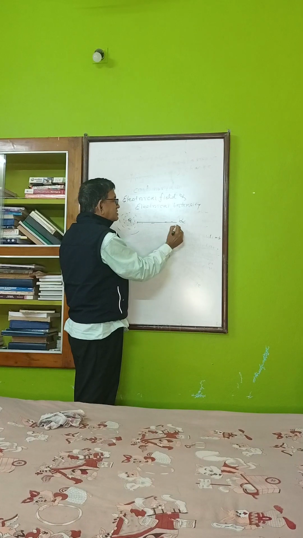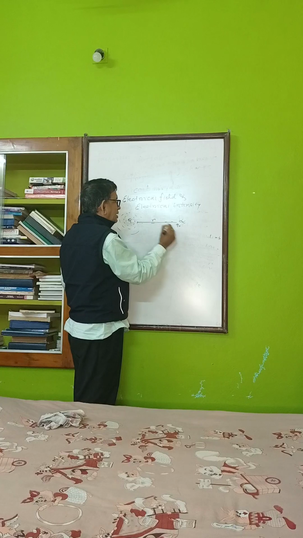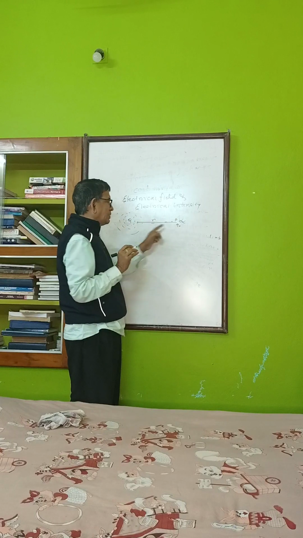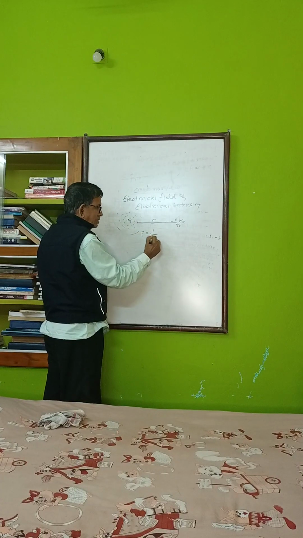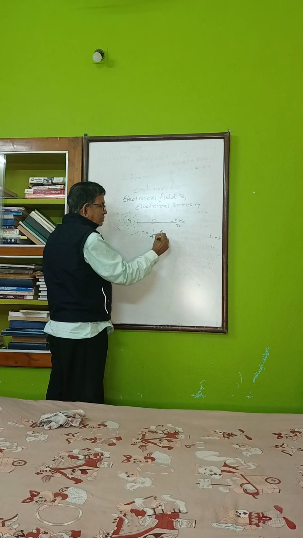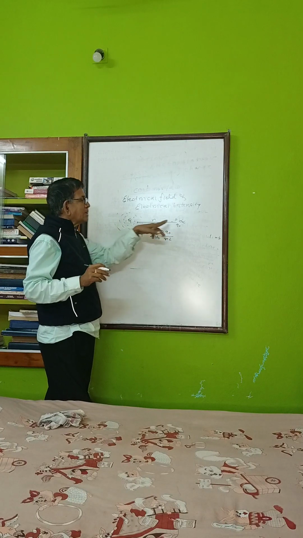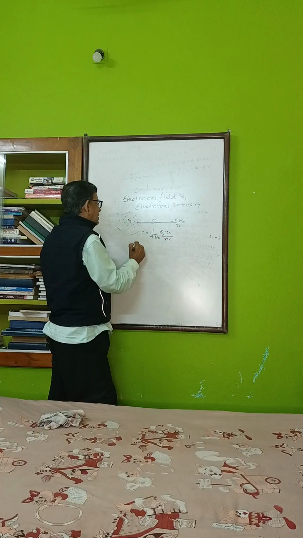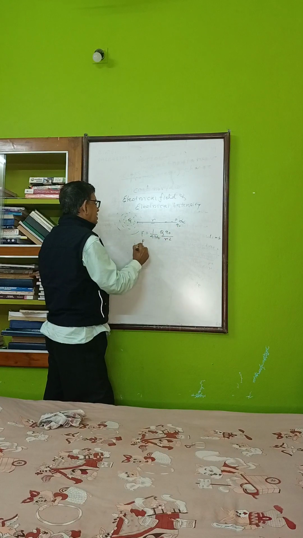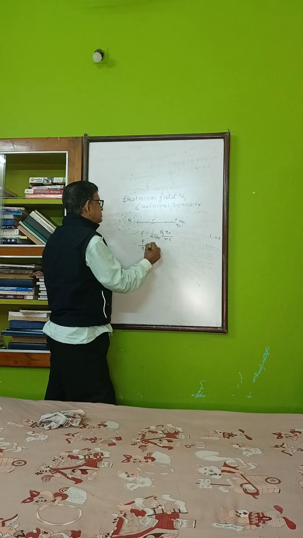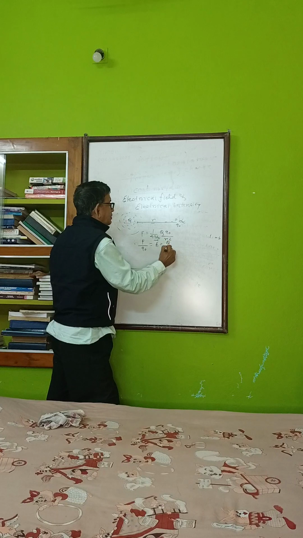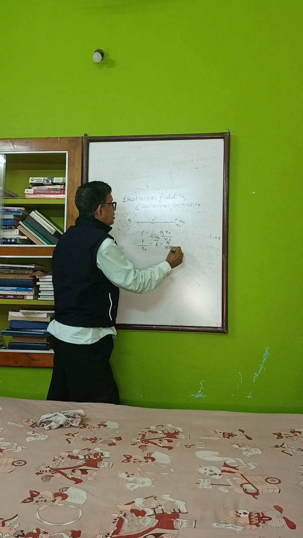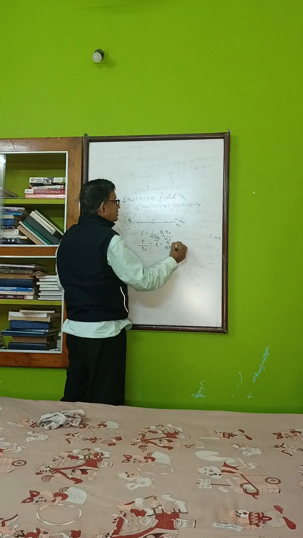Now, if I consider a test charge Q0 at the point P, at a distance R from the charge, then you can consider the Coulomb force. What is the Coulomb force? Q Q0 by R square. Now, electric intensity means force per unit test charge. That is equal to E vector equal to Q by 4 pi epsilon naught R square. This is equation 3.